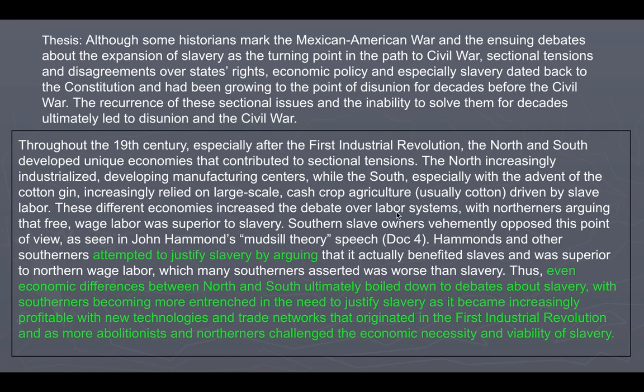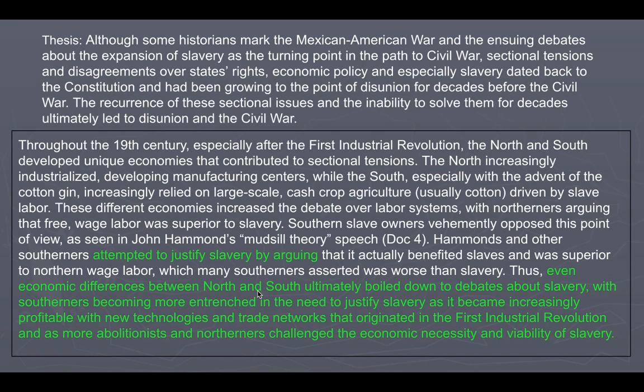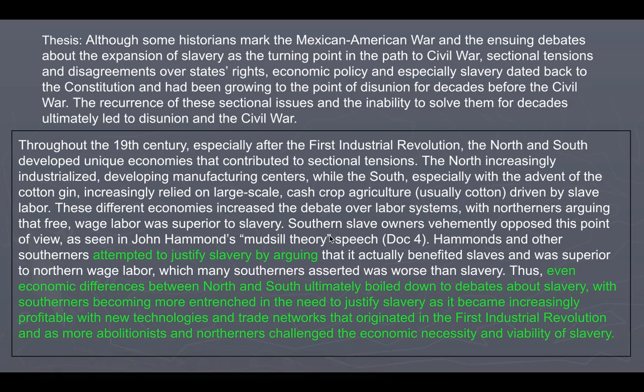So what I've done here is I've included document 4 up here. A few things to notice is I didn't quote anything from the document, and I didn't name it Doc 4, as seen in Doc 4. Instead, I pointed to the author himself. This is just good writing. You should stay away from saying in document 4 and document 1 and document 2, and actually use the title of the document. Now, I just happen to know the name of this particular speech. That's why I gave it here. If you didn't know it, you could just say as seen in John Hammond's speech.